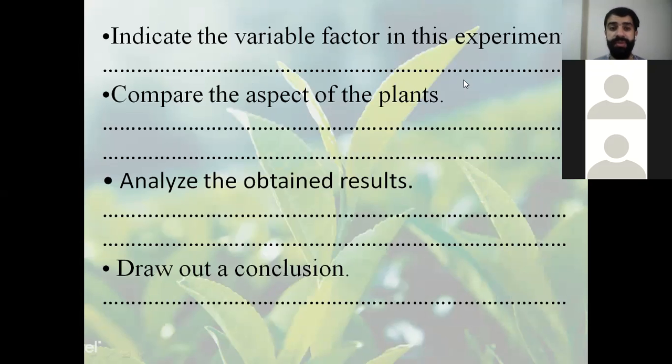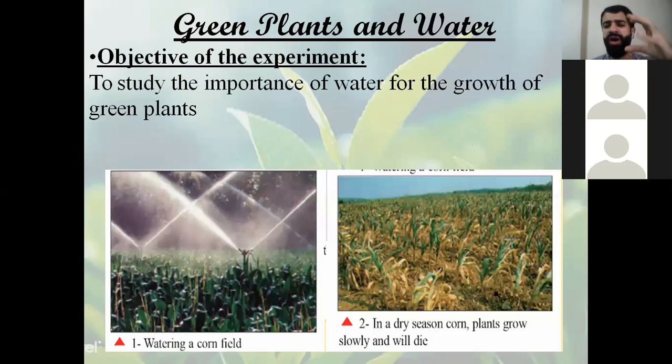In this experiment, we have to indicate the variable factor. Hassan Ijradi answered about this. Hassan said that the variable factor is the water. It's present in plant 1 while it's not in plant 2. Compare the aspect of the plant. Aspect means the appearance of the plant. How do they look? The plants in 1 are tall and green, while in plant 2, they are smaller, shorter, and yellow in color.